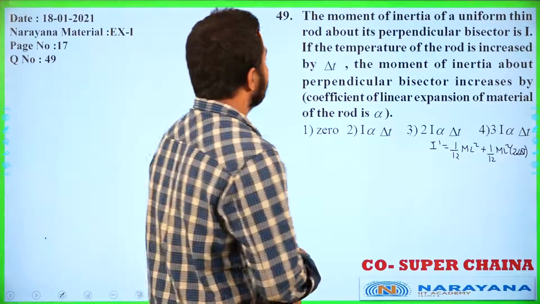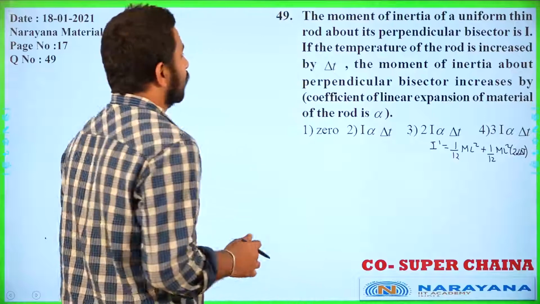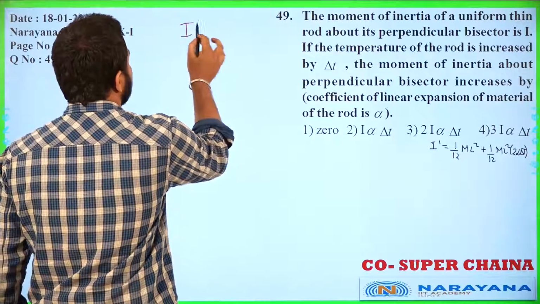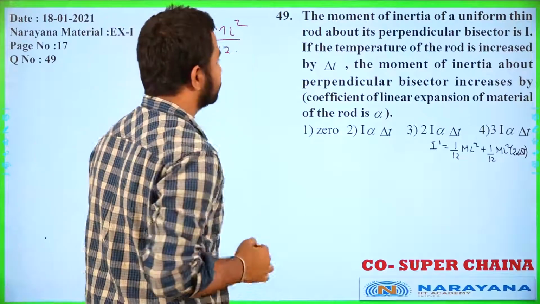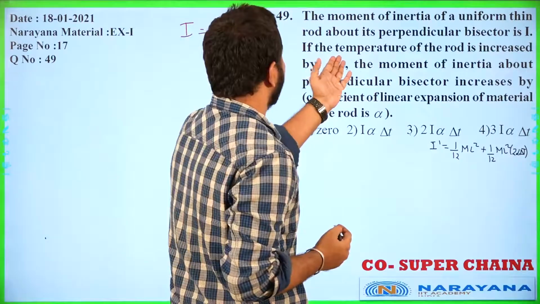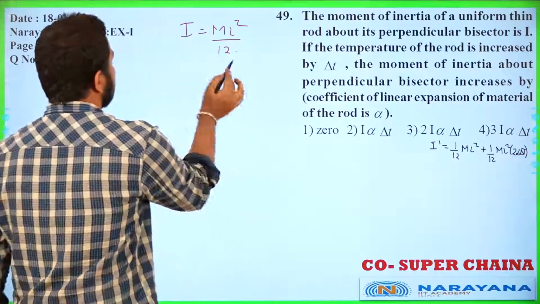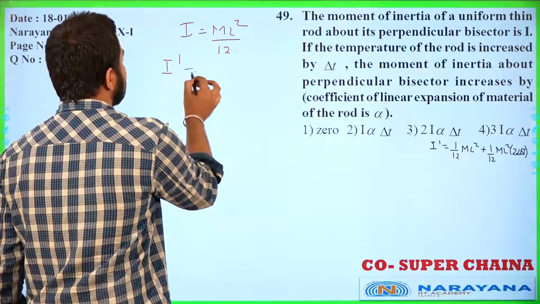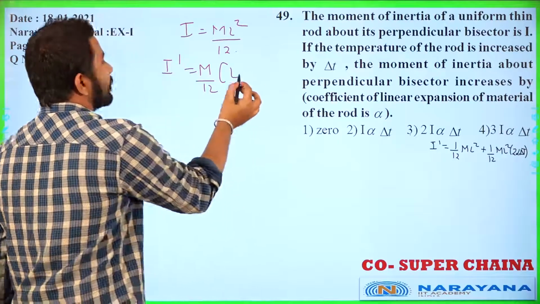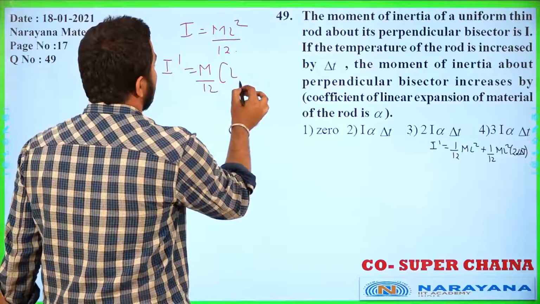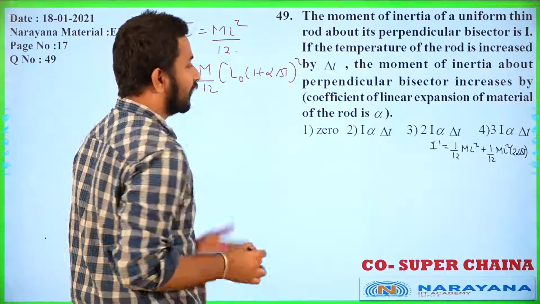The moment of inertia of a thin uniform rod perpendicular to the bisector is I. So we know that for a moment of inertia perpendicular to the bisector, I can be written as ml square by 12. Now if the temperature of the rod is increased, so I dash, if I write the increased moment of inertia, it will be m by 12. L can be written as L naught (1 plus alpha delta t) whole square, right? This is what I can write.